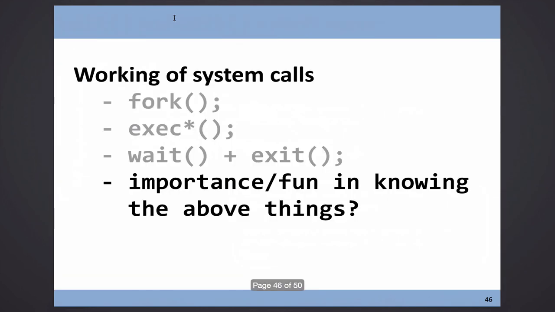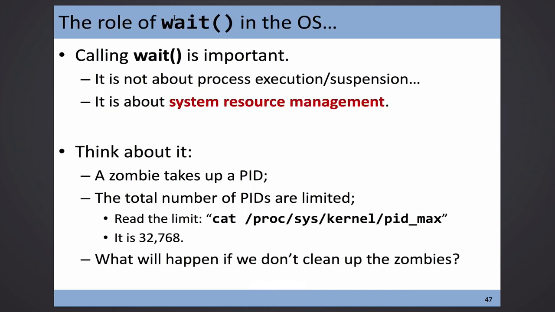The importance and the fun in knowing all this is to understand what exactly a fork bomb is. We have two kinds of fork bomb. One is to do wind damage, creating a hierarchical tree: using one process, create two other processes, and those two create another level of three. Another one is what we call a denial of service, a simple denial of service attack based on PID.